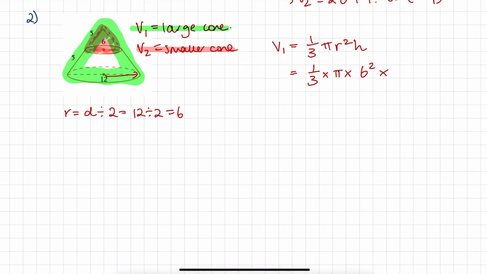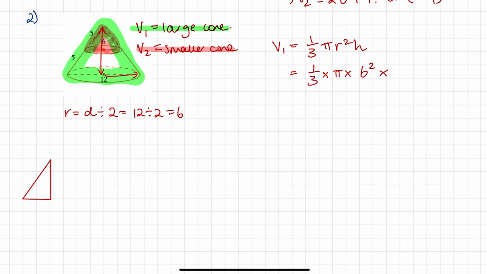Okay, so we need the height here. Oh, we've been given the slant height, but not the height. So we need to find the perpendicular height by using a right angle triangle. So I'll draw the right angle triangle here, and we'll do our notes on the side.